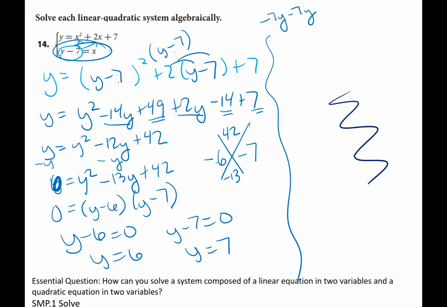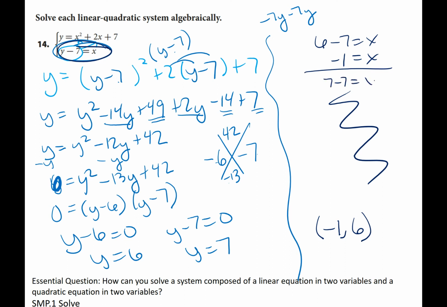So we're going to plug back into this guy here. I'm putting in 6 for the y first. So 6 minus 7 equals x. So that would be negative 1. So one of my points is negative 1, 6. Then my other point I'm plugging in is 7. So 7 minus 7 equals x. So x equals 0. So my other point is 0, 7.